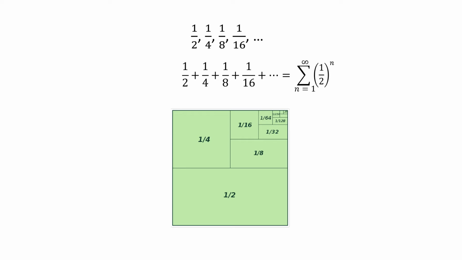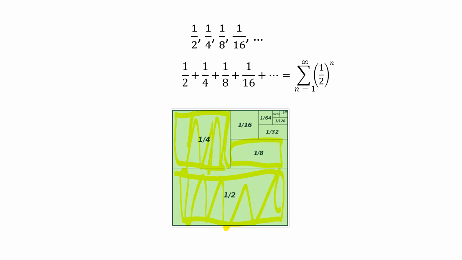So let's start with 1/2. Here is our first term, 1/2, and I'm going to add to it 1/4. That partial sum is 3/4. I've shaded in 3/4 of this 1 by 1 square. Now if I add 1/8, that partial sum is 7/8 because 7/8 of the square is shaded in. If I add 1/16, now I've shaded in 15/16 of the square, so the partial sum is 15/16.